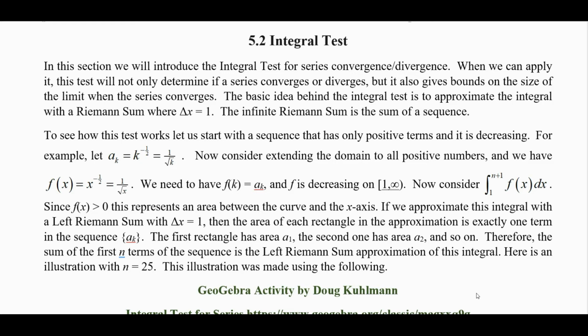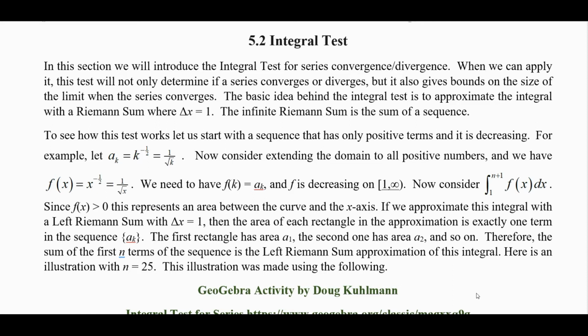In this video, we're going to talk about the integral test for series convergence. In this section, we'll introduce this test and explain why it works. When we can apply it, this test will not only determine if a series converges or diverges, but it also gives us bounds on the size of the limit when the series does in fact converge.